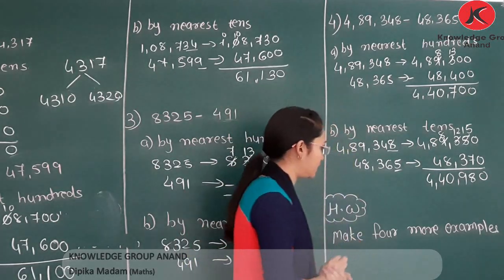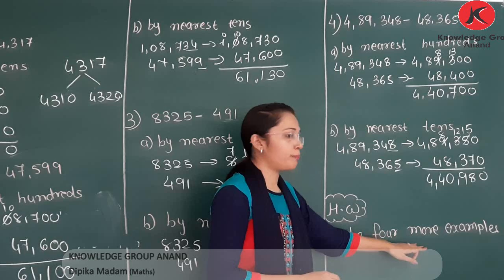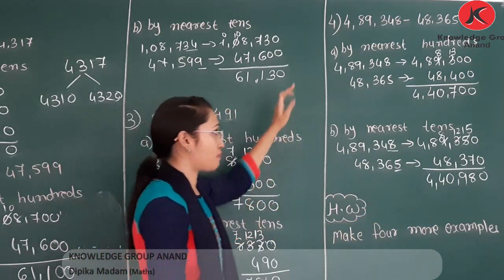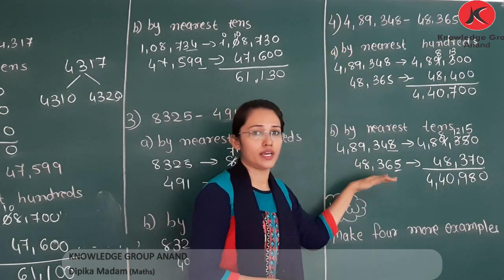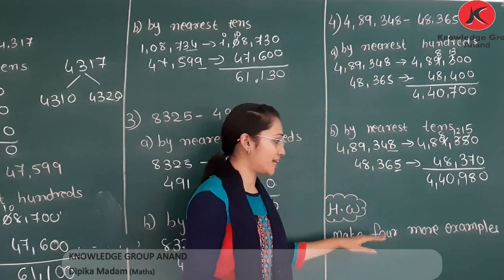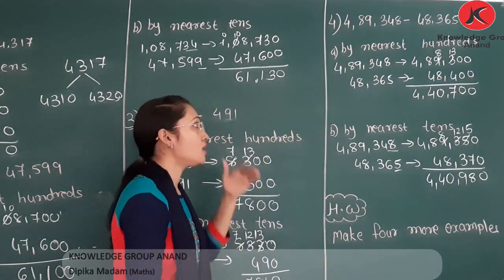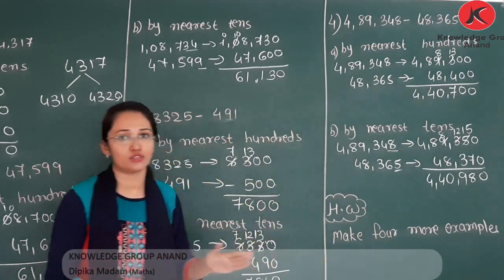Make 4 more for homework. You need to make the same kind of example. You have to first perform the nearest 100 and then nearest tens. Okay? You have to take any numbers yourself and do their addition and subtraction, but first the 100 estimation, then the tens estimation.